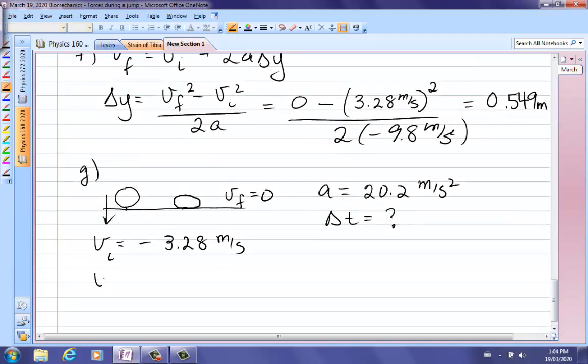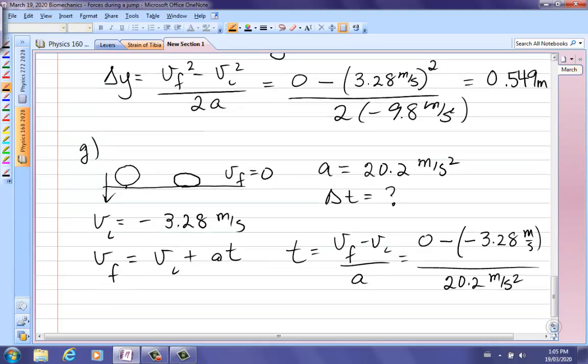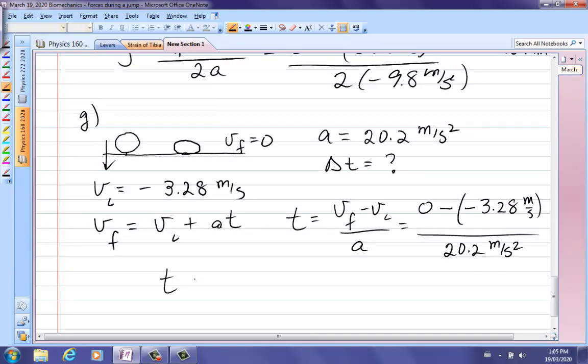Okay, and so the equation we want is Vf equals Vi plus At. And so t is Vf minus Vi over a. Vf is 0, you stop. Vi is negative 3.28. Notice those two negatives there. And then the acceleration is positive 20.2. And this gives a stopping time of only 0.16 seconds. So less than the 0.25 it took to push off. Okay, that's the end of that question.